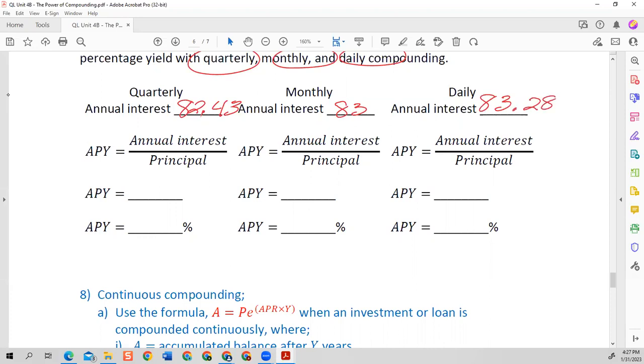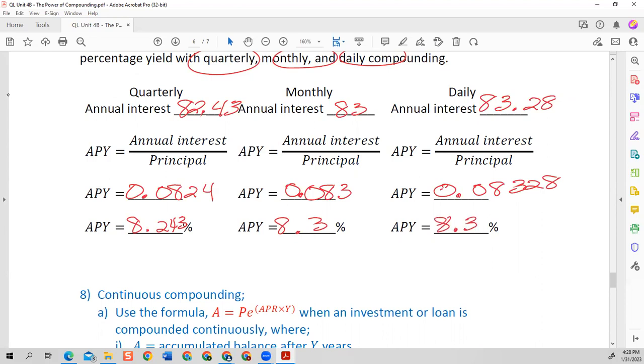Okay, so now when I figure the APY, I end up with 0.08243, which is 8.243%. My APY for monthly is 0.083, with a percentage of 8.3. My APY for the daily is going to be 0.08328. And for my APY percentage, it's going to be 8.328. We'll practice on these more in class.